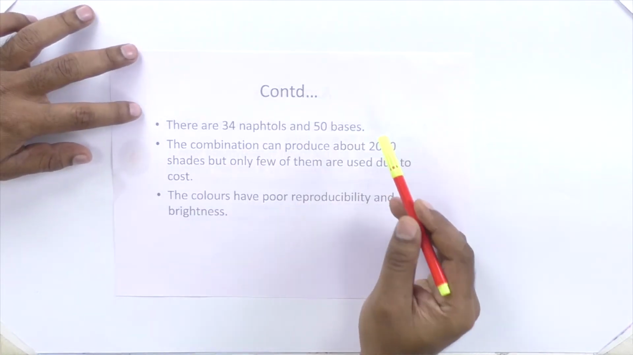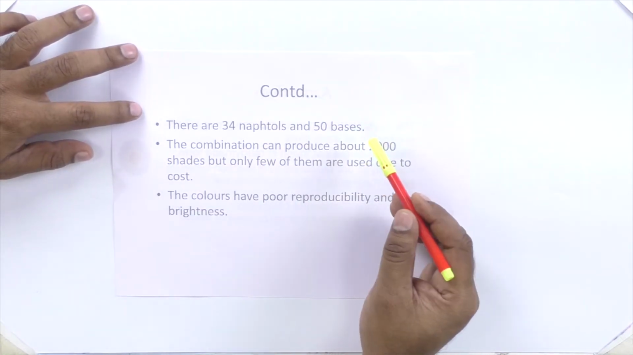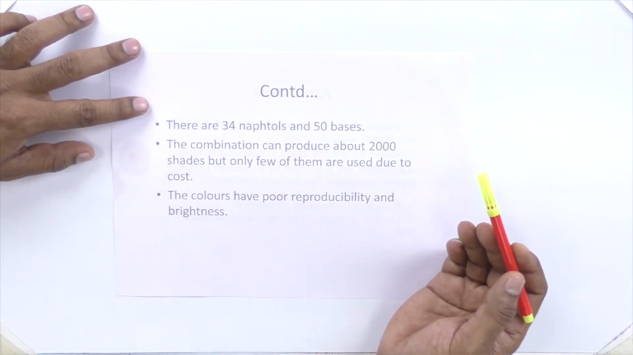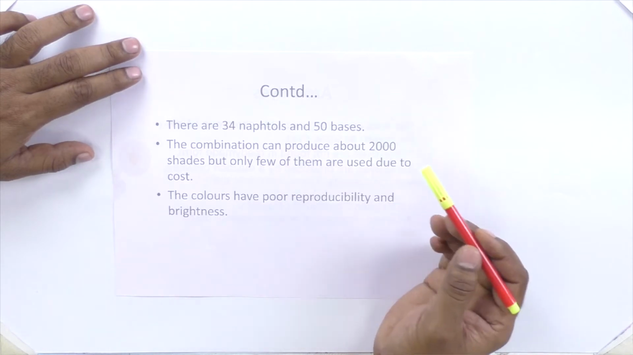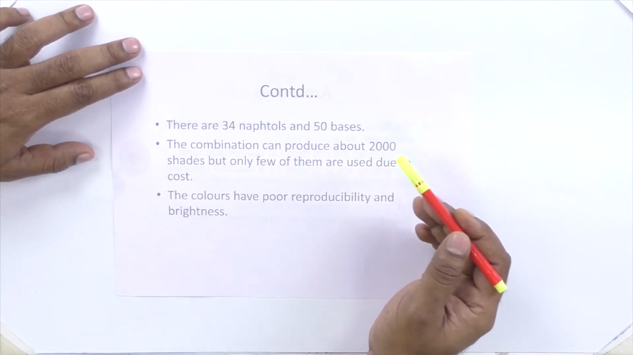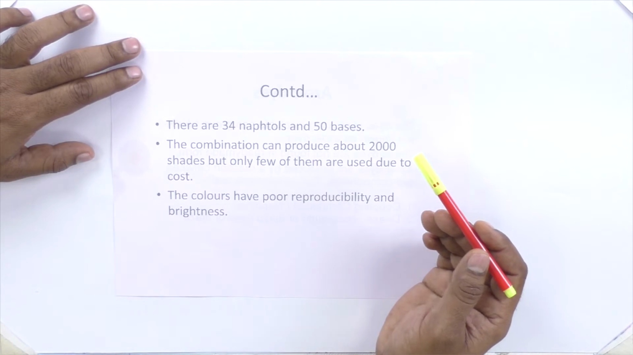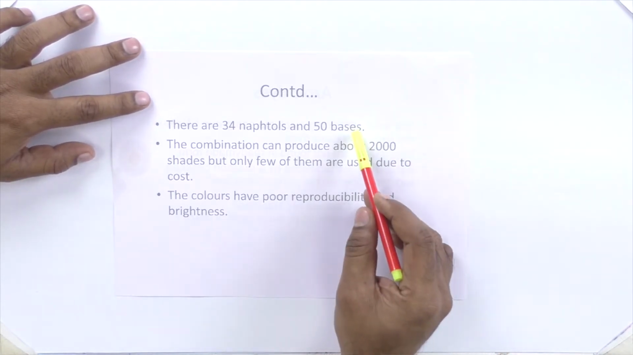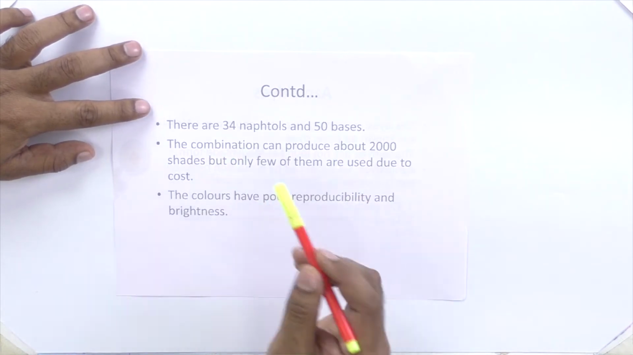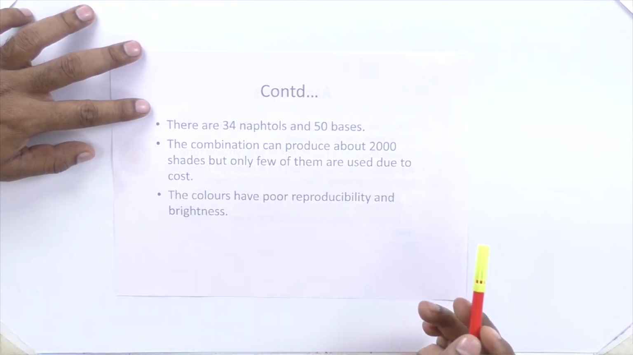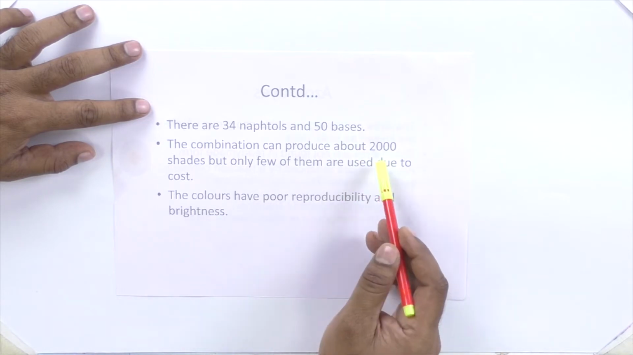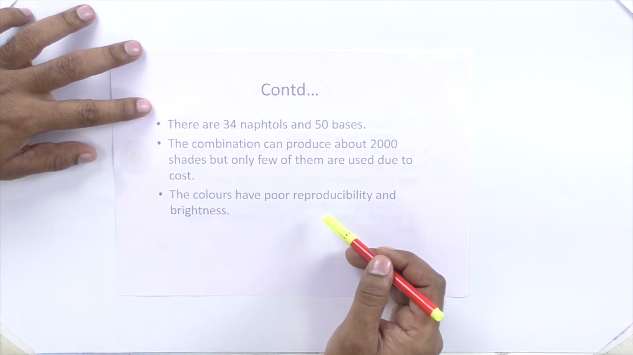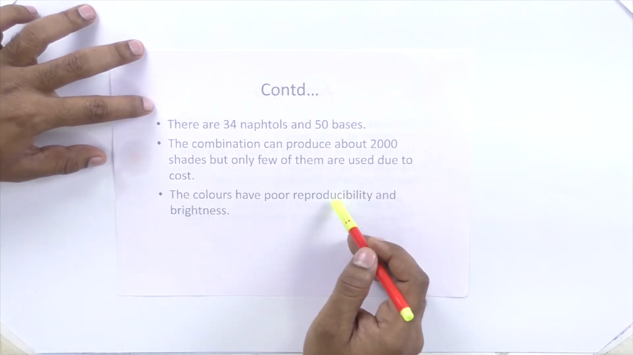For changing the color, we have to change the naphthol or the base. There are 34 naphthols and 50 bases available. By changing the naphthols for the same base, we will get different shades and colors. And for the same naphthol, by changing the bases, you will get different colors. The combination can produce about 200 shades, and only very few are used in industry due to cost. The reproducibility is very difficult, and you will get better brightness.